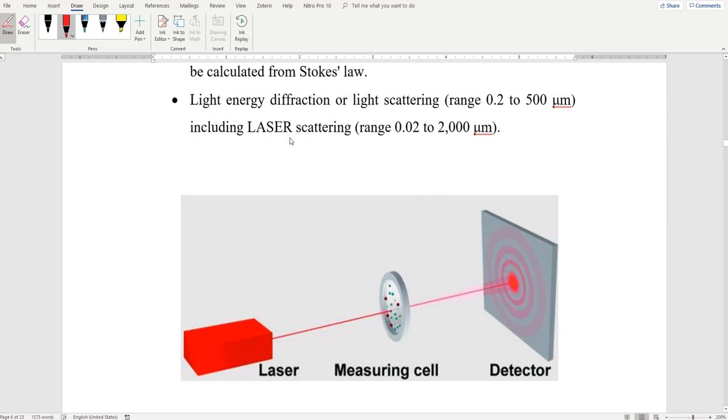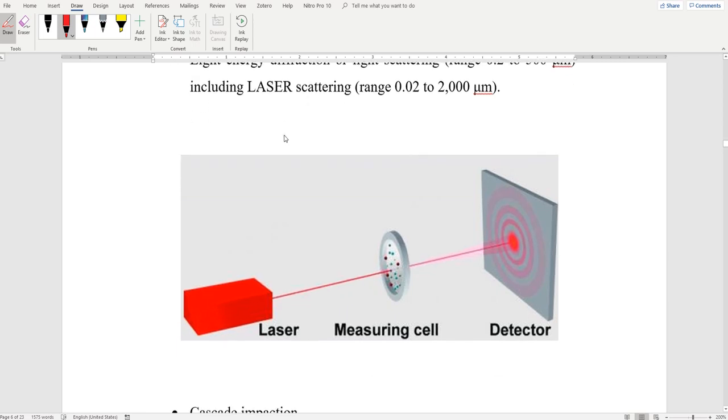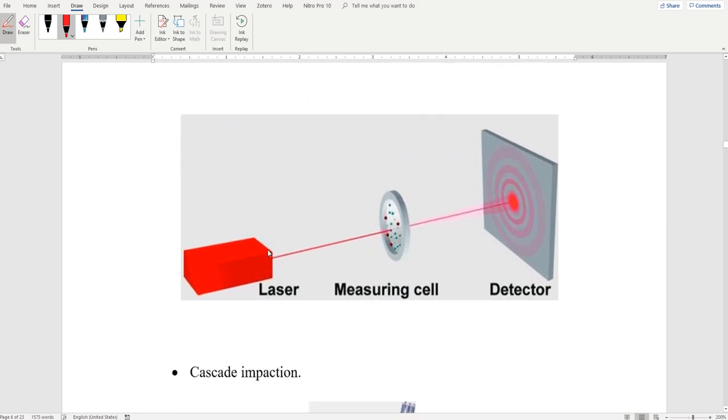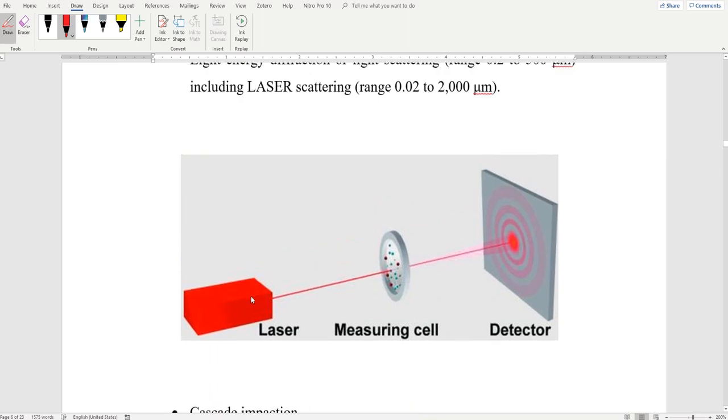In Arabic, briefly, it's an amplified light, a strengthened light. You can produce it by helium neon elements. Anyway, when a laser beam goes through a sample containing particles of different sizes, we get scattering, as you can see, of the laser beam according to size.